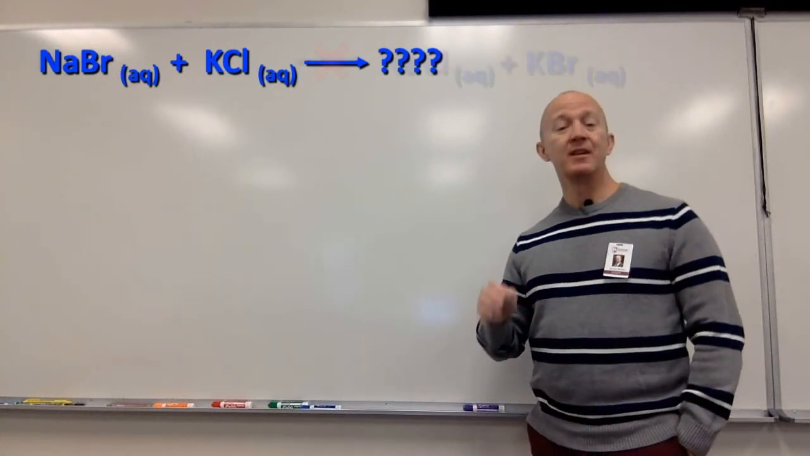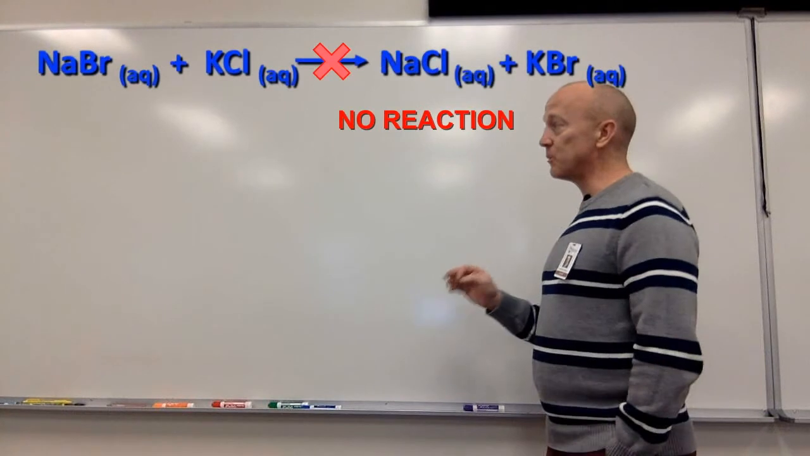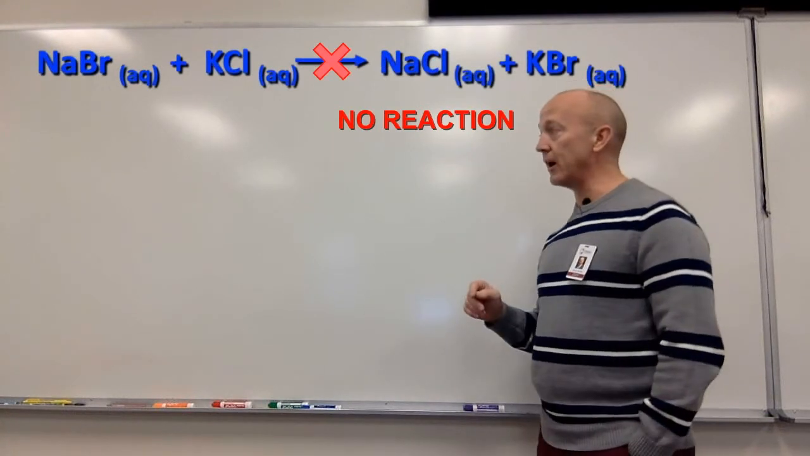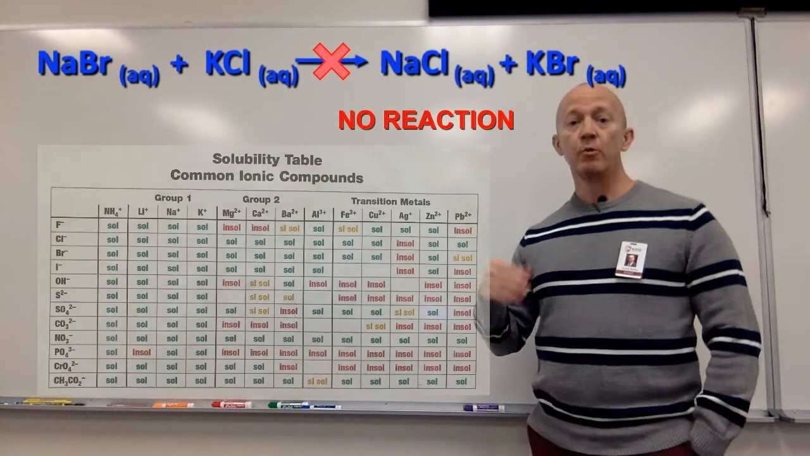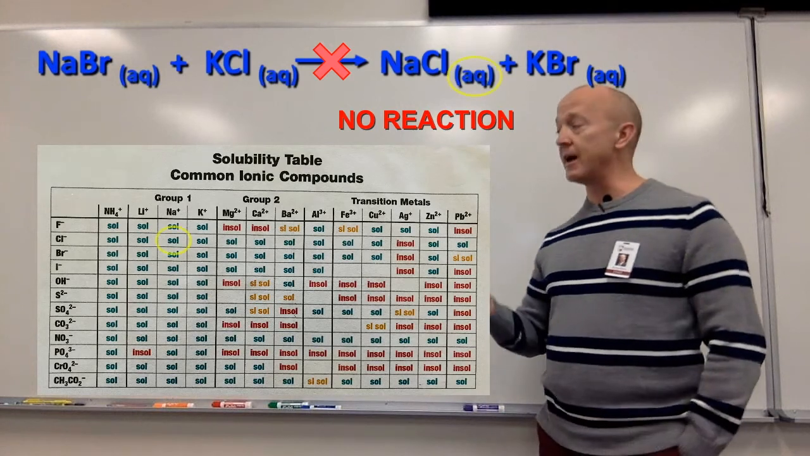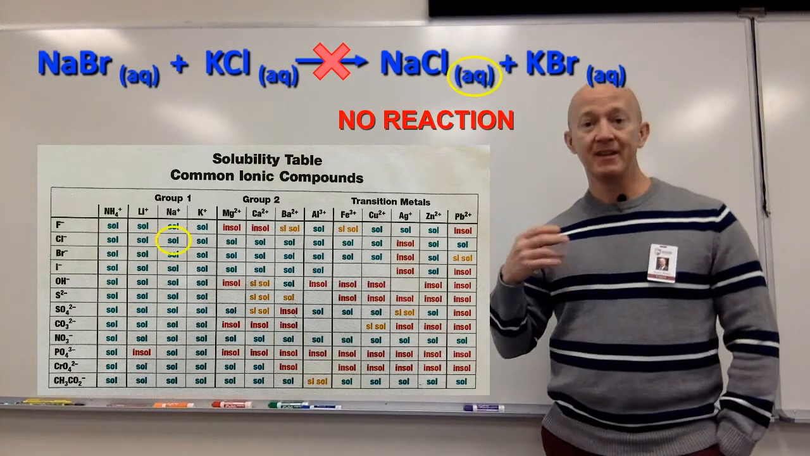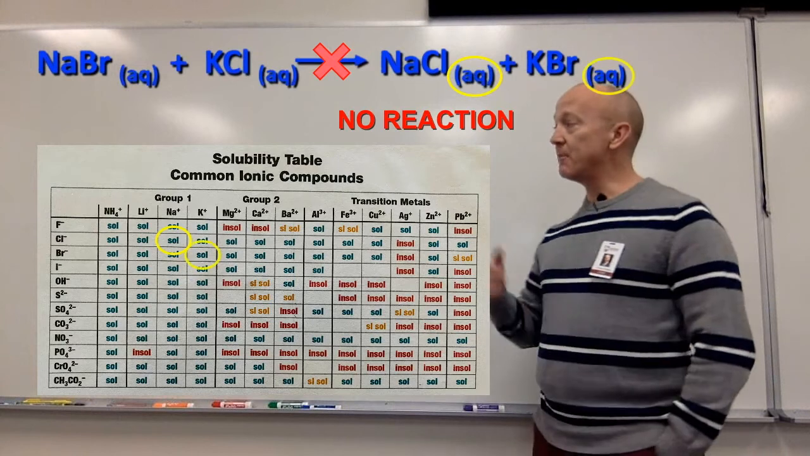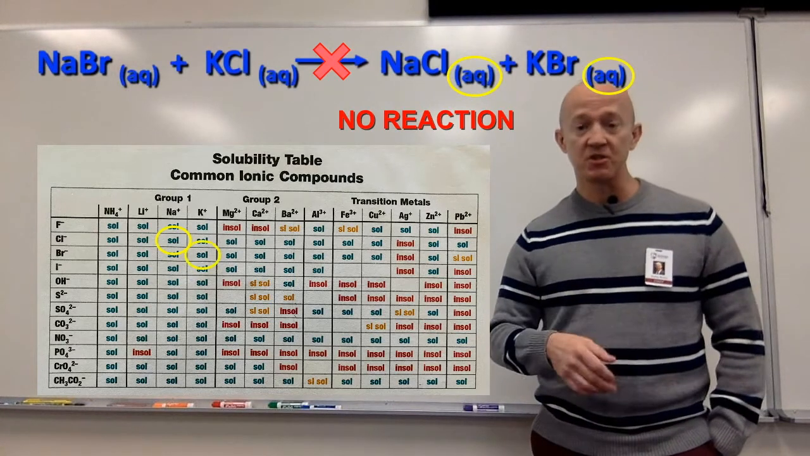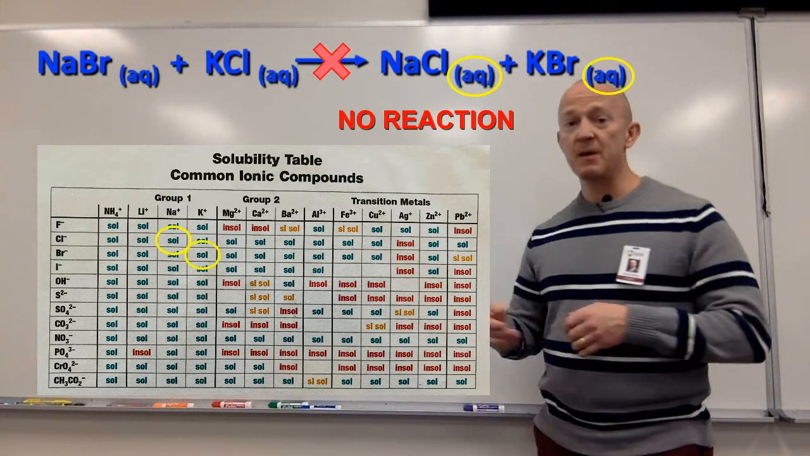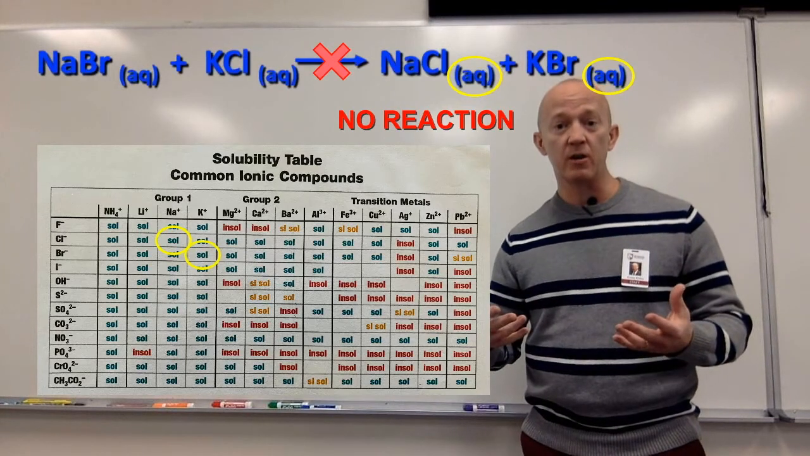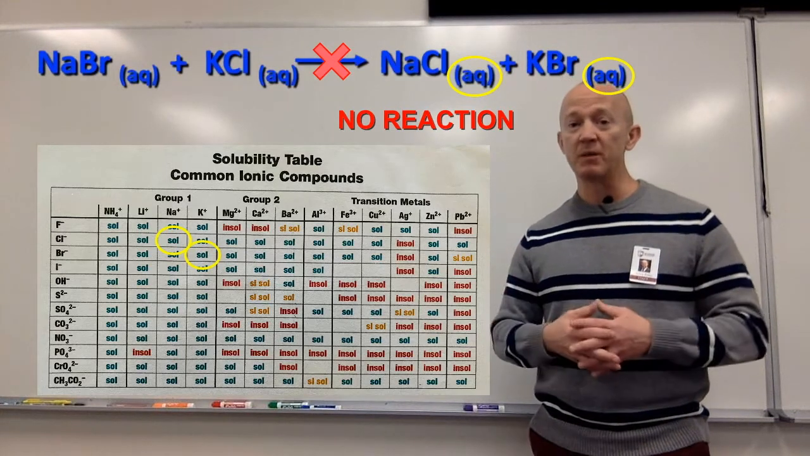The answer is no. Our possible products would be sodium chloride and potassium bromide. We can look at our solubility chart to determine that sodium chloride is always soluble in water and potassium bromide is always soluble in water. Since both of these compounds dissolve completely in water, that means that there's no double replacement reaction.